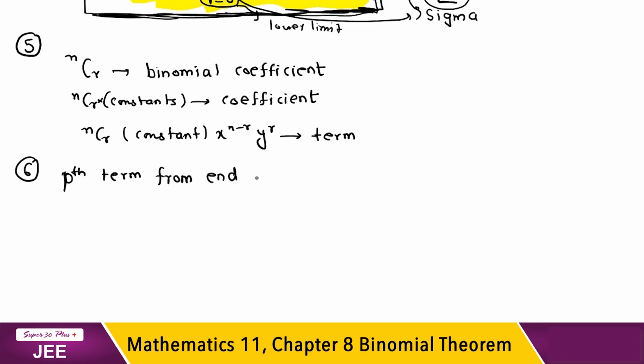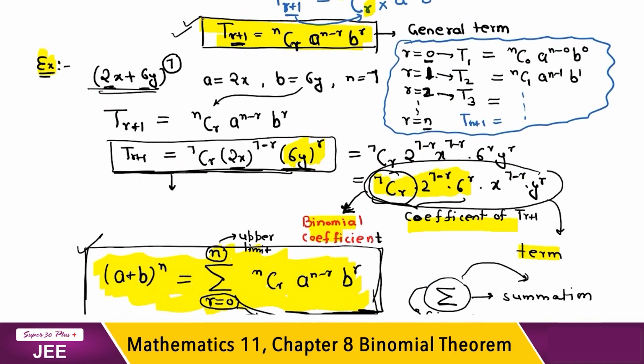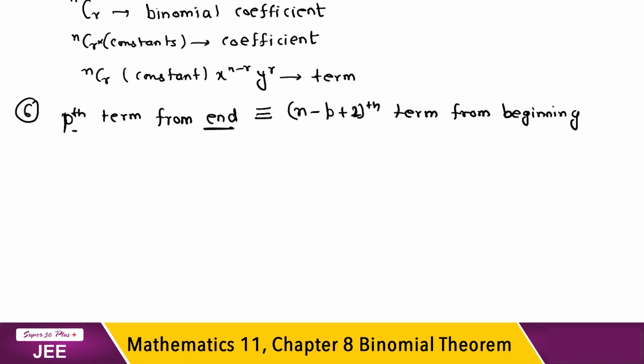Alright, next is the rth term, or if it confuses you then consider the pth term from end, which is equivalent to the (n minus p plus 2)th term from the beginning. What I am trying to say is, if in any question you are asked to determine the pth term in the expansion of a binomial, here we have written the general term on the basis of observations from the beginning. Now if we are asked the pth term from the end, not from the beginning, then you will have to write the (n minus p plus 2)th term from the beginning.